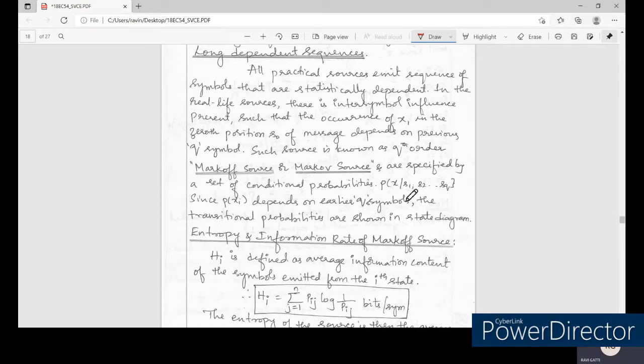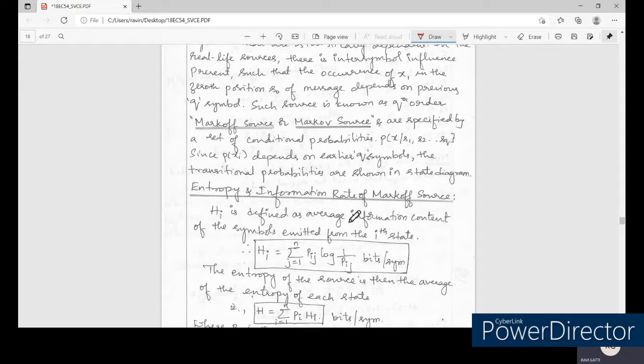Now let us find out how we can find the entropy of the dependent source, and we also need to find the information rate. The first thing we are going to do is find the average information content of the symbol emitted by each state. The Markov source model is represented in the form of state transition diagrams. Each source has some states, and in each state the source emits a certain number of symbols with a probability. Let us find the entropy of each state, and then we can find the entropy of the entire source.